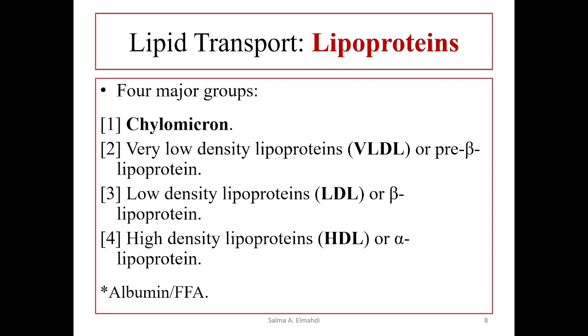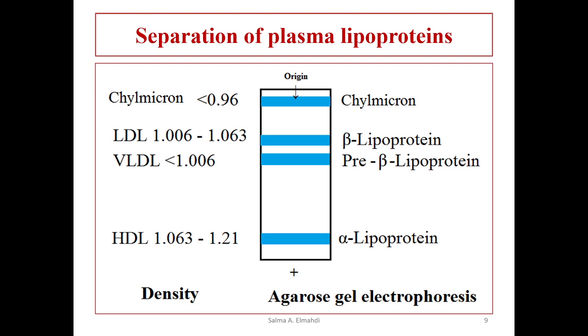We have four major groups of lipoproteins: chylomicrons; very low density lipoprotein, VLDL, also known as pre-beta lipoprotein; low density lipoprotein, LDL or beta lipoprotein; and high density lipoprotein, HDL or alpha lipoprotein. And this is lipoprotein separated by agarose gel electrophoresis. This side here represents the density, and this side here includes the names of the different lipoproteins.